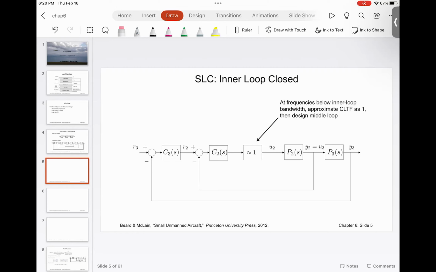Okay, successive loop closure. This is a very simple technique. In the last few classes, what did we talk about? We talked about how we have these nonlinear equations.